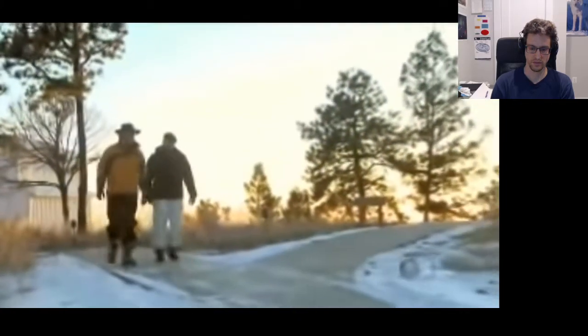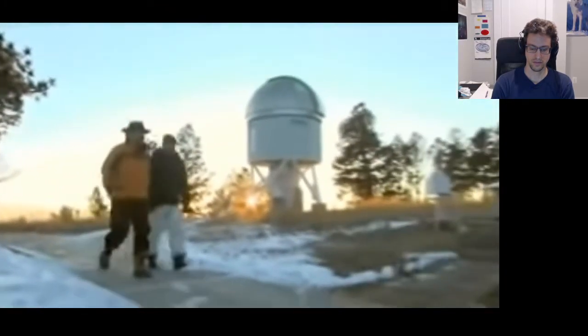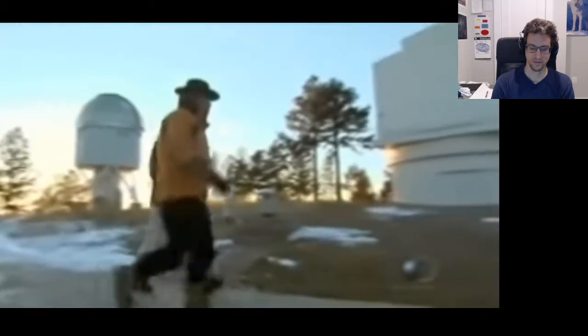What are we supposed to be doing? Technically, we're supposed to have a conversation about where we are. Oh, you mean like the Apache Point Observatory? This thing right here is the Apache Point Observatory.